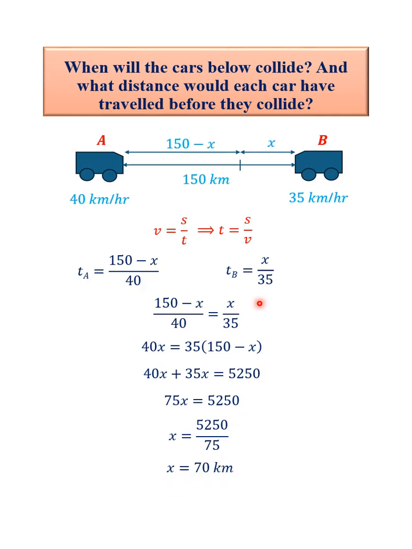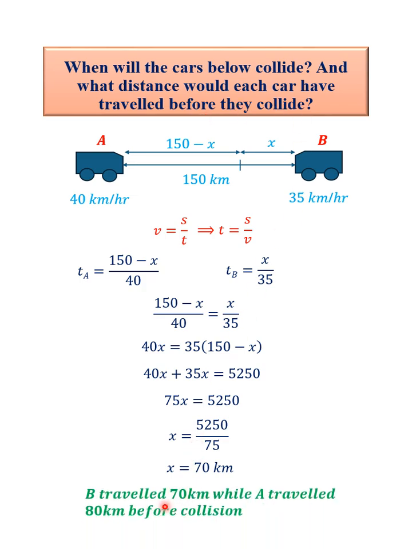What it means is that the car B is 70 kilometers from the point of collision, which means the car A will be 150 minus 70, which is 80 kilometers from the point of collision. So in terms of the distance the cars have traveled before they collide, we can conclude that B traveled 70 kilometers while A traveled 80 kilometers before collision. Now we know the distance. Let us look at when, the time.